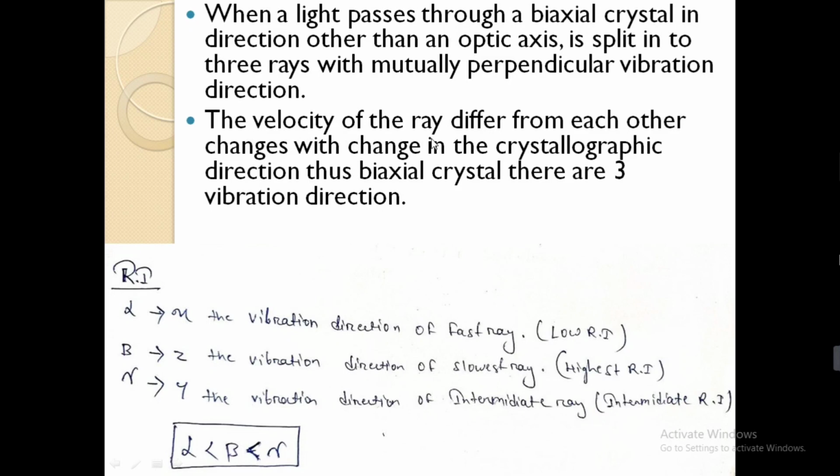The velocity of the ray differs from each other and changes with change in crystallographic direction. Thus, in the biaxial crystal, there are three vibration directions. In this case, alpha, beta, gamma are the refractive indices of X, Y, Z vibration directions respectively. So X, the vibration direction of first ray, in this case alpha is the lowest refractive index and gamma is the highest refractive index and beta is the intermediate refractive index. So with increasing order of refractive index, alpha less than beta less than gamma.